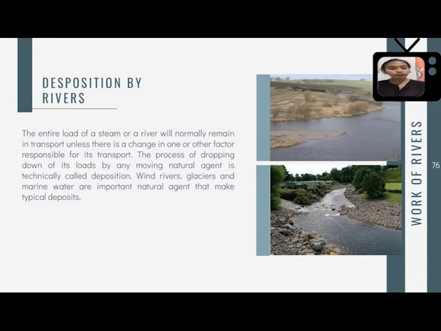So, next is the deposition. Deposition happens when a river loses energy. So, how does a river lose energy? A river can lose its energy when rainfall reduces, or evaporation increases, and when a river meets the sea. So, when the river meets the sea, it calms down. So, here the deposition happens. So, I think you get it.